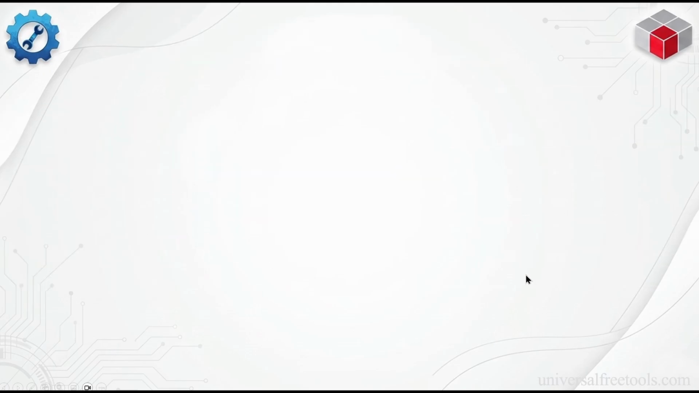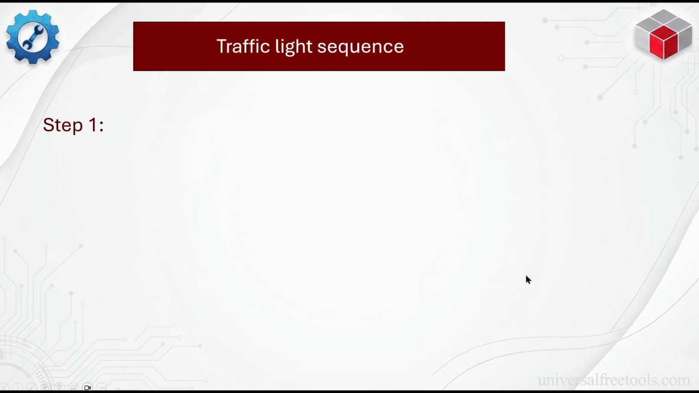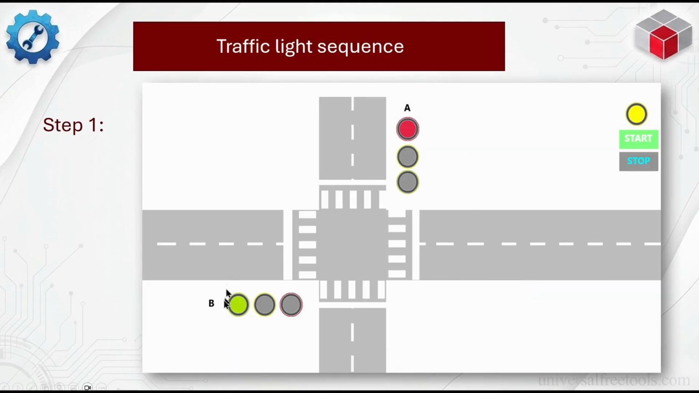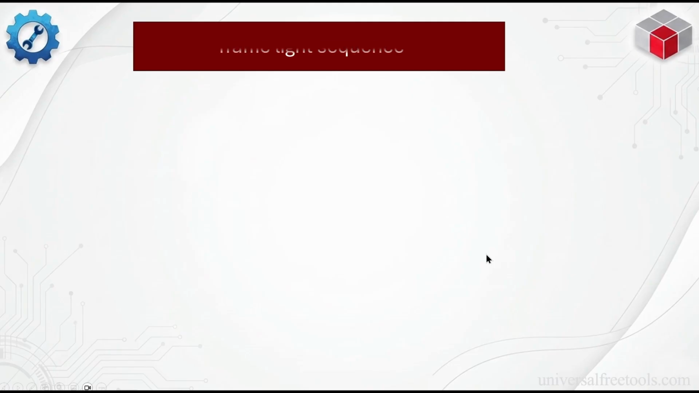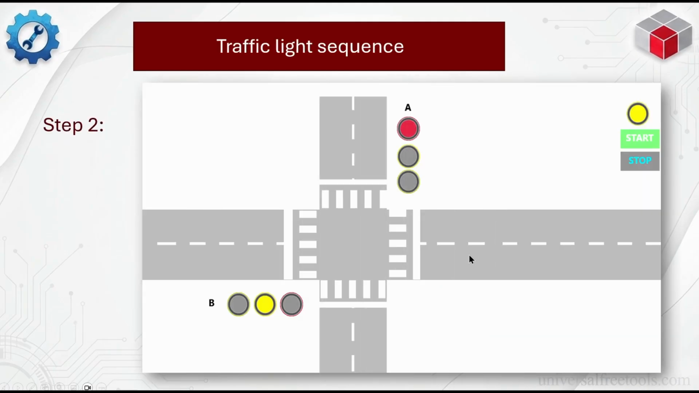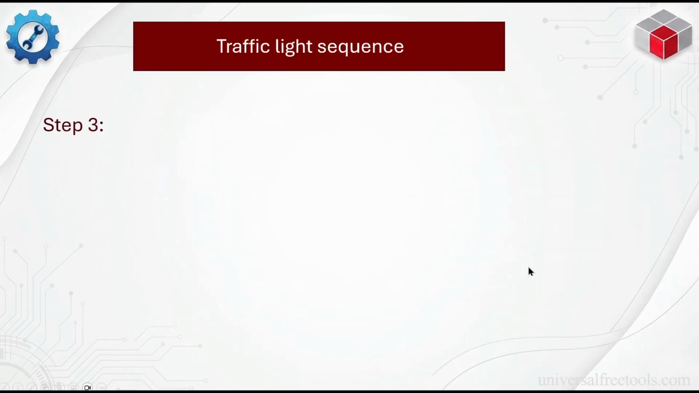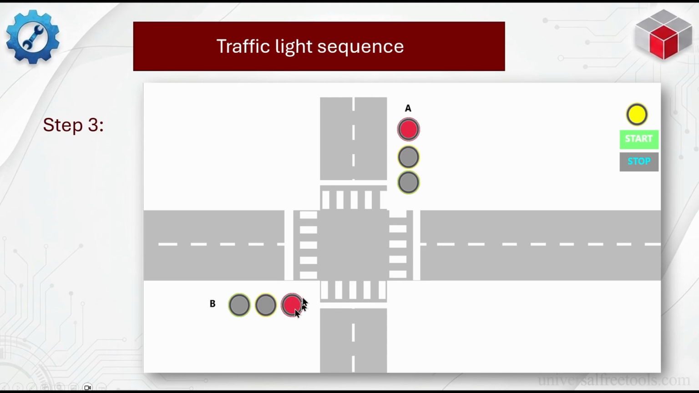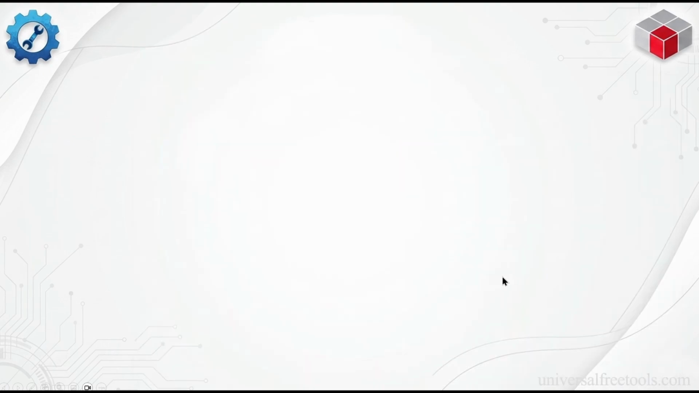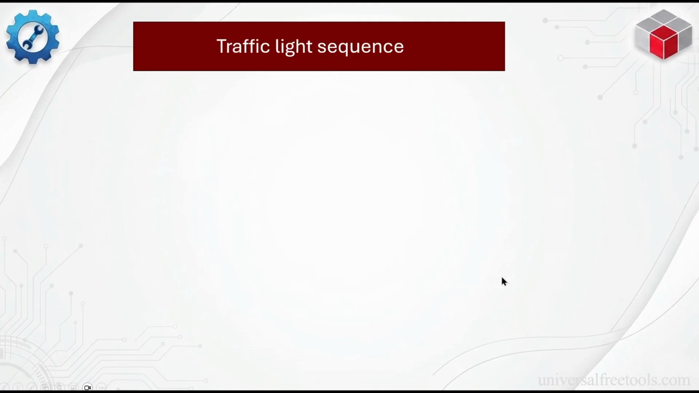Now, let's build the traffic light sequence. On step 1, the red light on roadside A is on, and on side B, the green light is on. On step 2, the red light is still on roadside A, and on side B, the yellow light is on. On step 3, the red light is still on roadside A, and on side B, the red light is on. This is done to prevent accidents and be sure no car is still coming from side B.